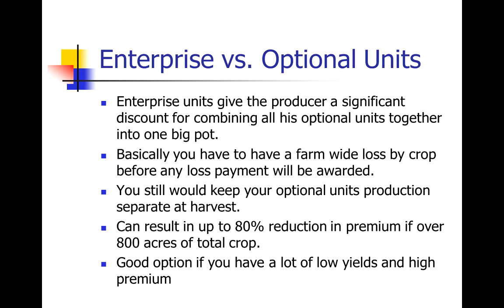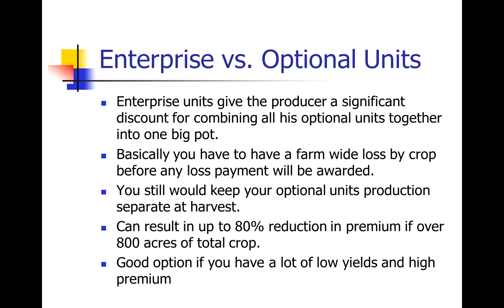So, enterprise versus optional units. Enterprise units give the producer a significant discount for combining all of his optional units together into one big pot. This works really well if you have just a couple sections of land that are kind of one unit, or maybe they are even in one unit anyway. As long as we have 20 or more acres in 2 or more sections, we get to qualify for this big discount. Basically, you have to have a farm-wide loss by crop before any payment will be awarded.